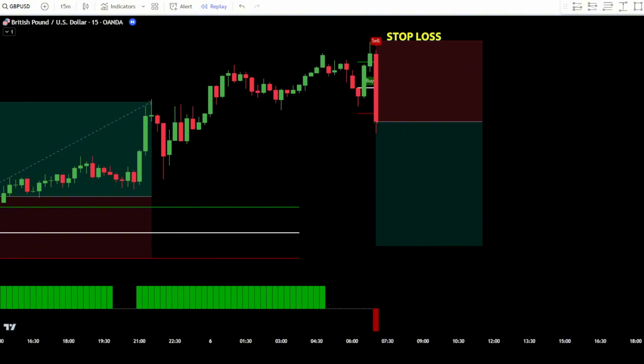Place the stop loss at the most recent high. Use a take-profit target based on a risk-to-reward ratio of 1 to 1.5.